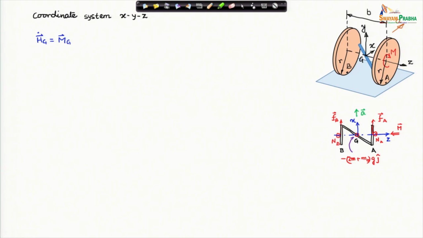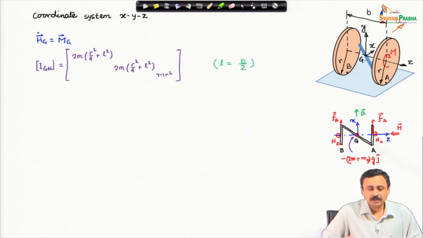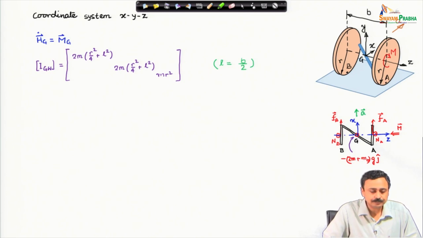I will write the equation of motion of rotational dynamics using the center of mass. The rate of change of angular momentum about the center of mass is equal to the net moment of all forces about the center of mass. I will first calculate the angular momentum about G. For that I need the moment of inertia tensor of the whole assembly.